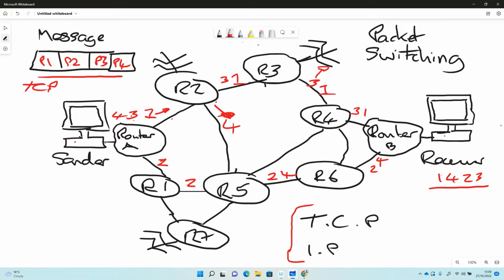There they are. They've come in a different order to what they were sent because they went by a different route, but TCP is then going to reorder them. So they've got a packet number, so it's going to reorder them 1, 2, 3, 4.